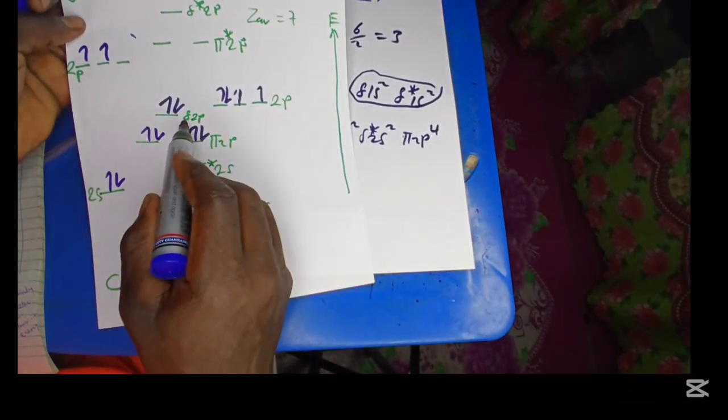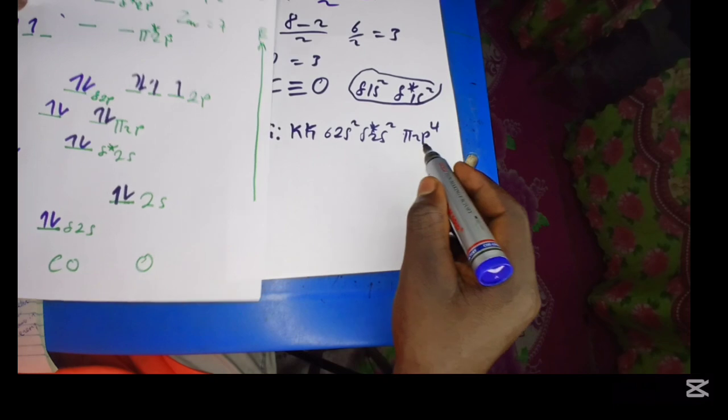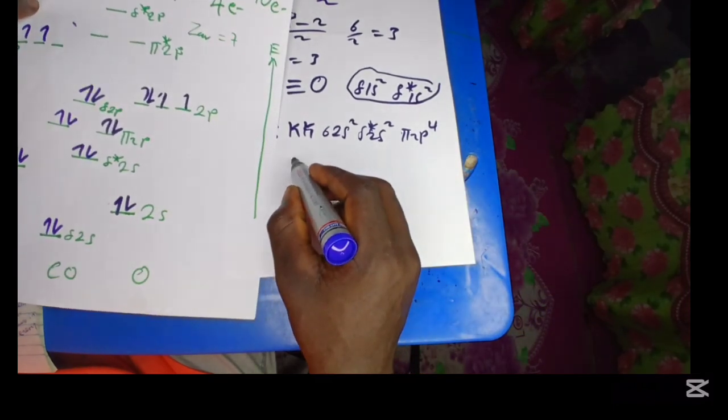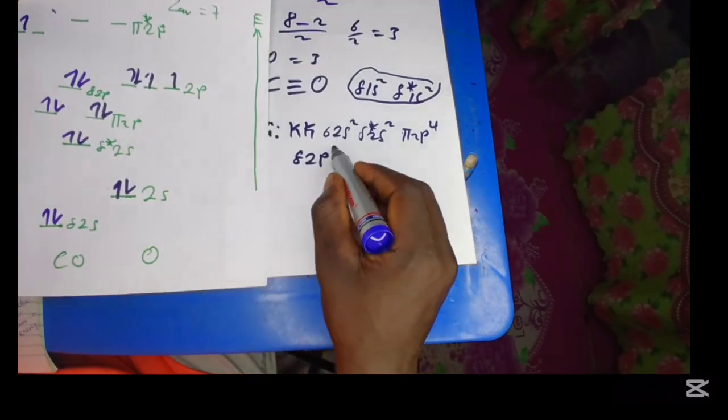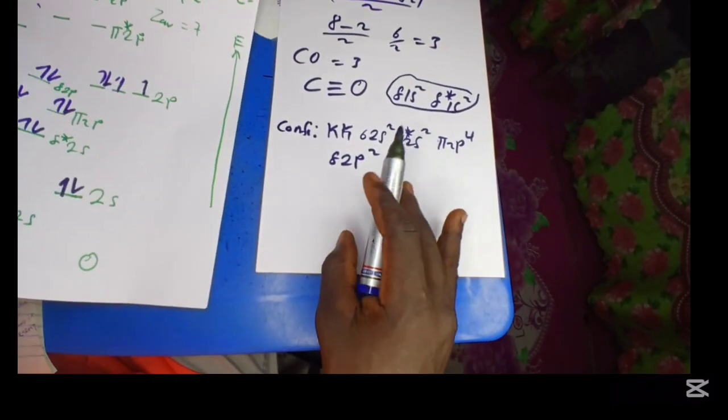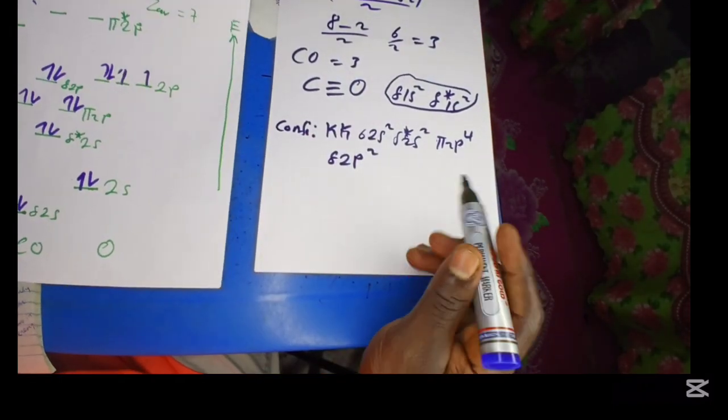And lastly, the sigma 2p orbital, how many electrons do we have there? Let me write it here. Sigma 2p, how many electrons do we have there? 2. So this is the electron configuration for carbon monoxide. Hope you are okay with this.